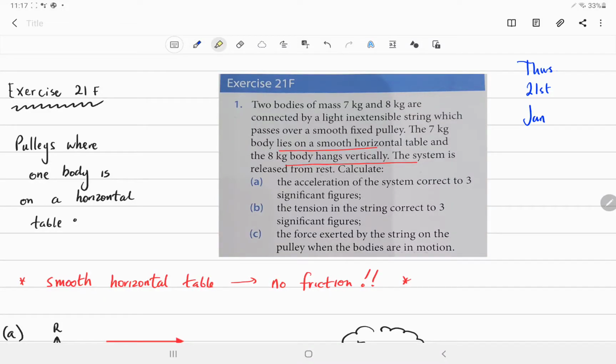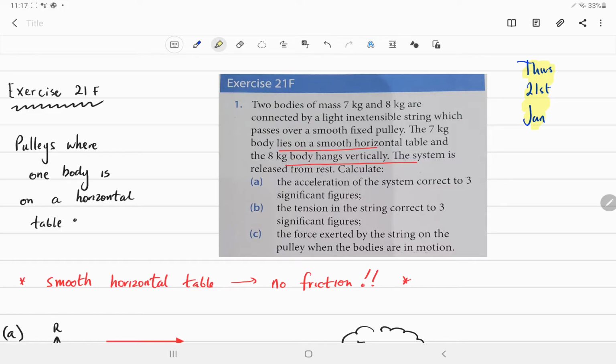We're going to move on. This is Thursday, the 21st of January. We're going to move on to the next type of pulleys question, and it's exercise 21F. And I'm just going to show you the first question because the whole exercise is very similar. So if I show you the first question and then get you to work through the next few.